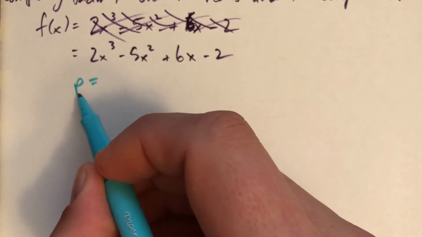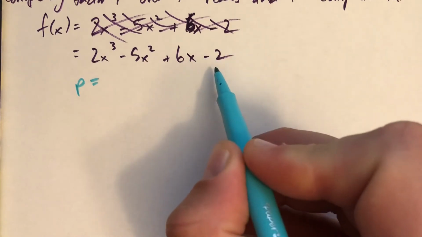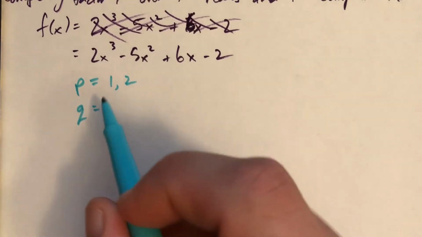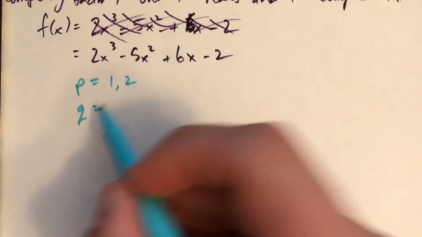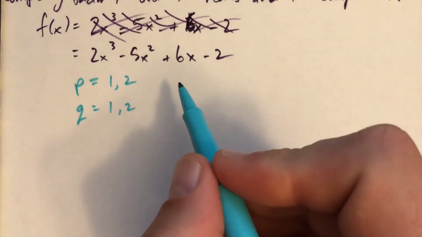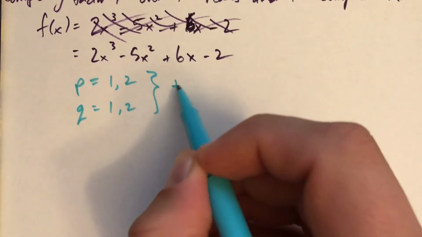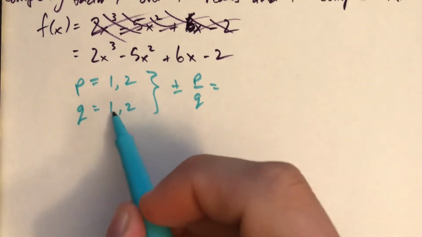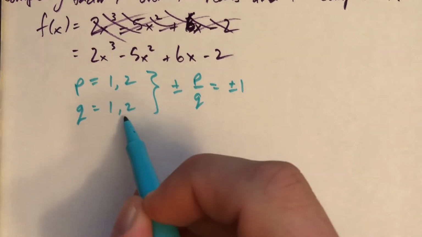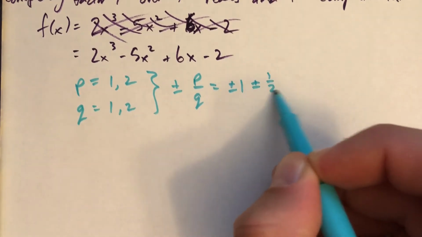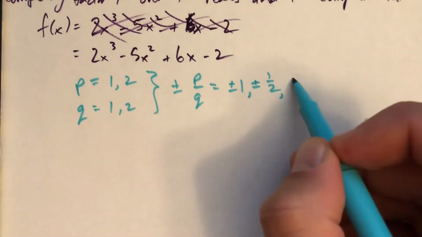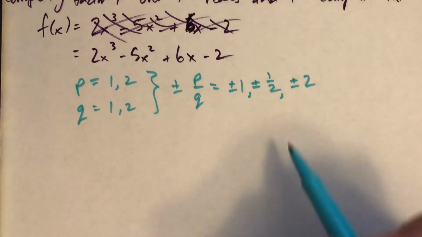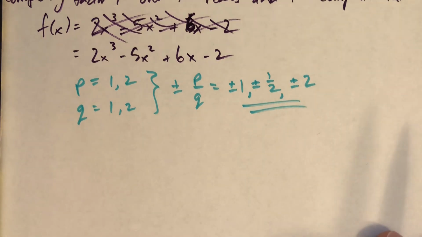For my values of p, I'm looking at the constant term. So I want factors of 2. So those are 1 and 2. For q, the denominator, I'm looking at factors of positive 2 again, so this is just 1 and 2. So this tells us that plus or minus p over q, I'm only going to have a few things in my list, right? I've got 1 over 1, 1 over 2, and then plus or minus 2, and then plus or minus 2 over 2, but that's still 1. So these are the only rational numbers that I'm going to have to check.